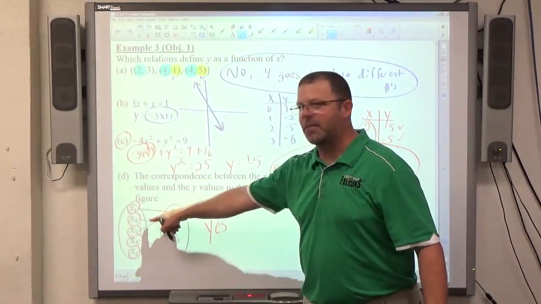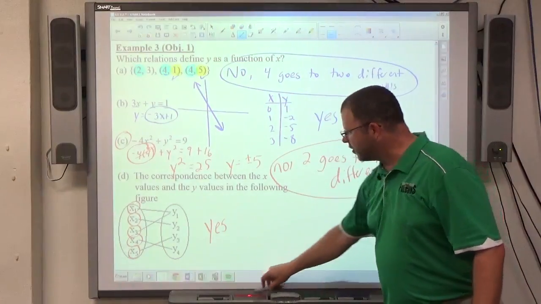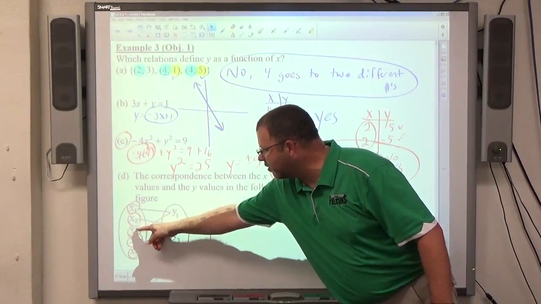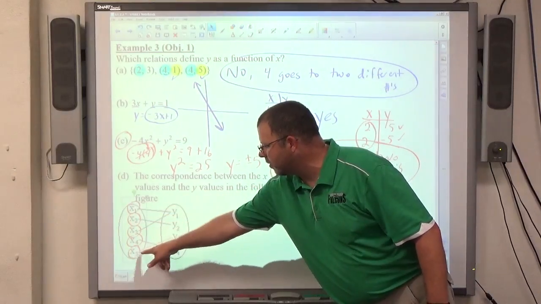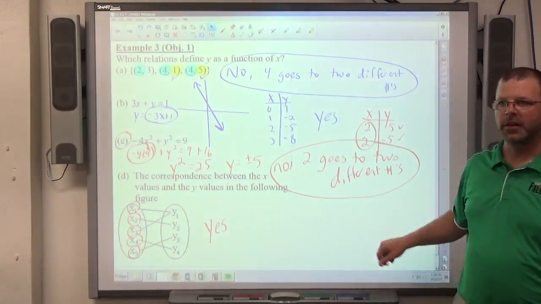Again, the original problem didn't have that blue line, so I took it off. So this is a yes because every x, even though again these 2 are going to the same one, this goes to 1, this goes to 1, this goes to 1, this goes to 1, this goes to 1. That's what yes looks like. That's what we're going to do.